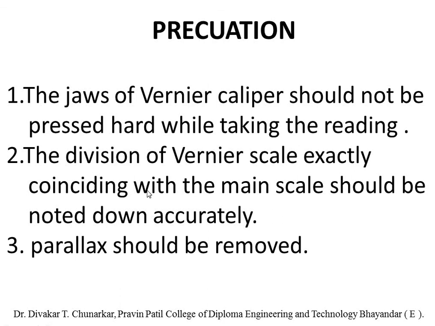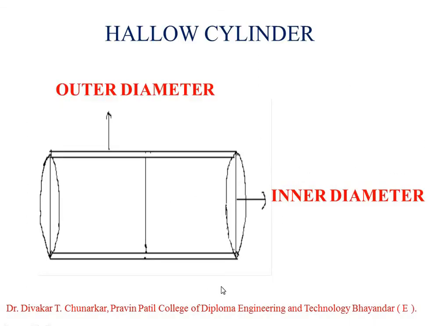Second, the division of the vernier scale exactly coinciding with the main scale should be noted down accurately. The main scale first line and the vernier scale first line, both lines are parallel to each other, that is the coinciding line. So take this line's reading accurately. This is our second precaution. And parallax should be removed. Parallax means the error should be removed. So this is the precaution.